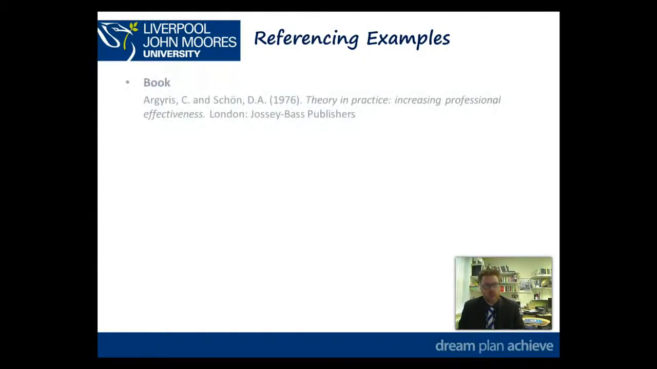Okay, so some examples of referencing. So this is a typical book reference where you've got the author, so surname followed by the initial, and then you've got the date of publication. The title of the book is in italics, so titles of publications are in italics, and then you've got the publisher, including the city of publication.